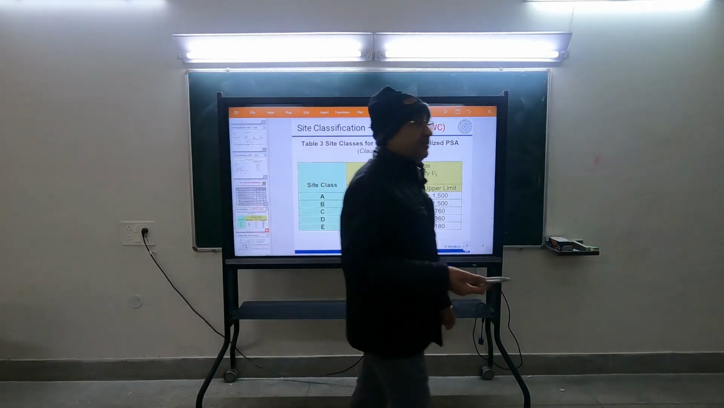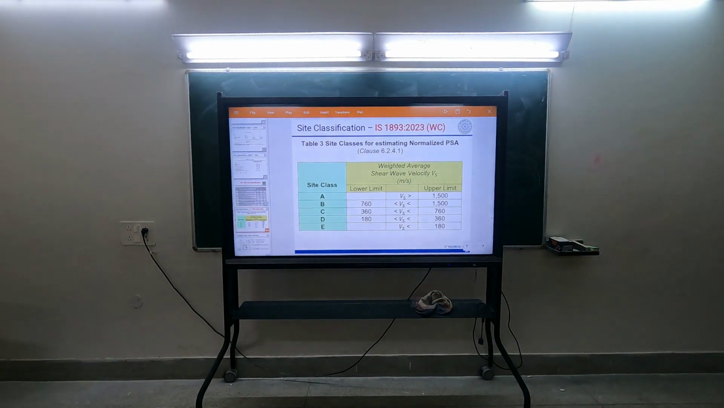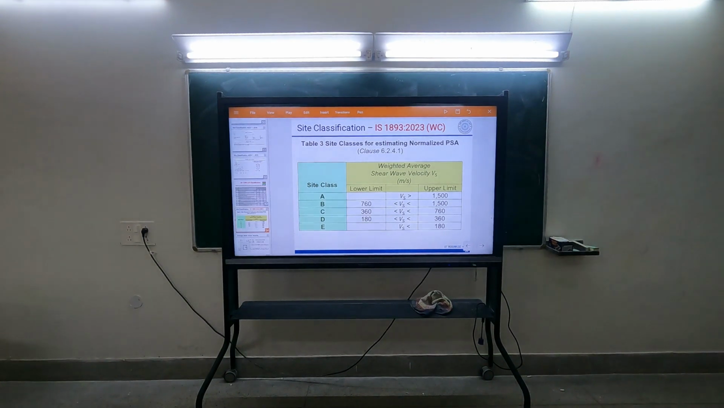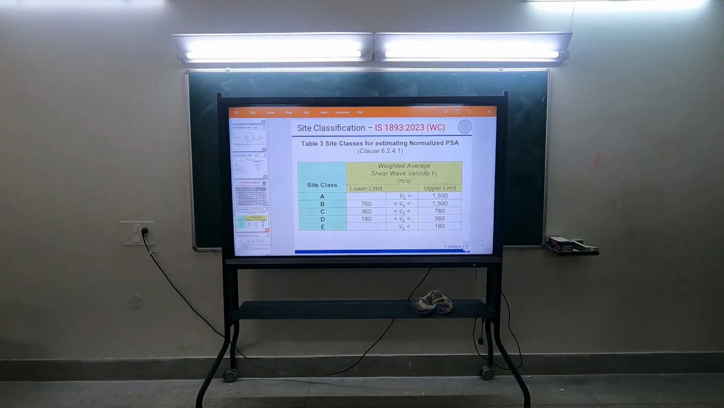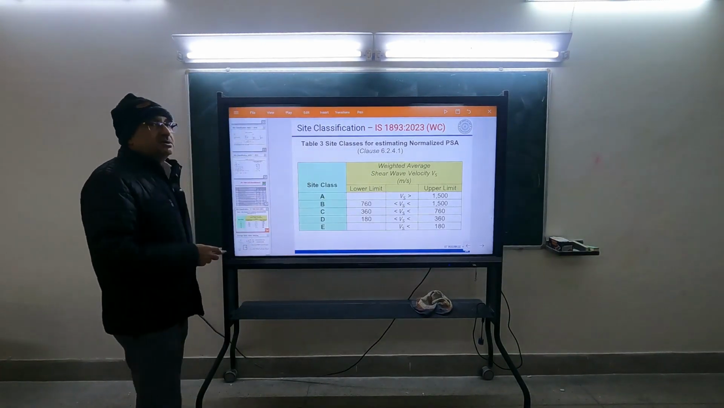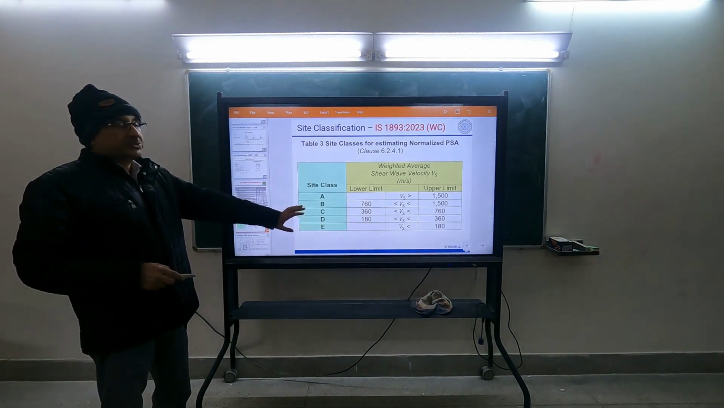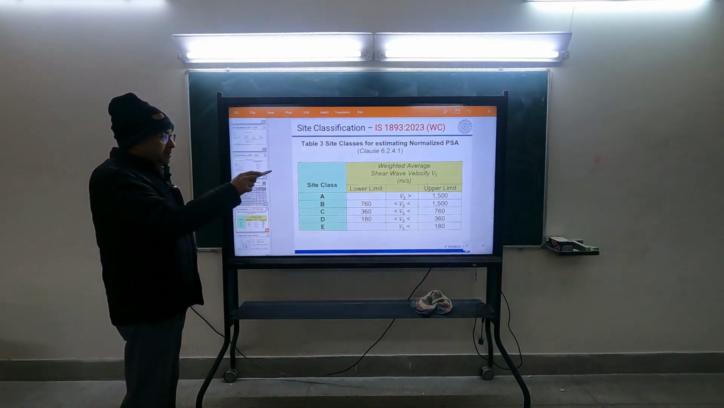Currently, what is the site classification given in our code? Anybody? And on what basis? There is no talk of shear wave velocity. It is based on N value. And the classification is not very clear about what is hard, what is medium, what is soft. Very qualitative type of classification is given. This is now more reasonable. And shear wave velocity.